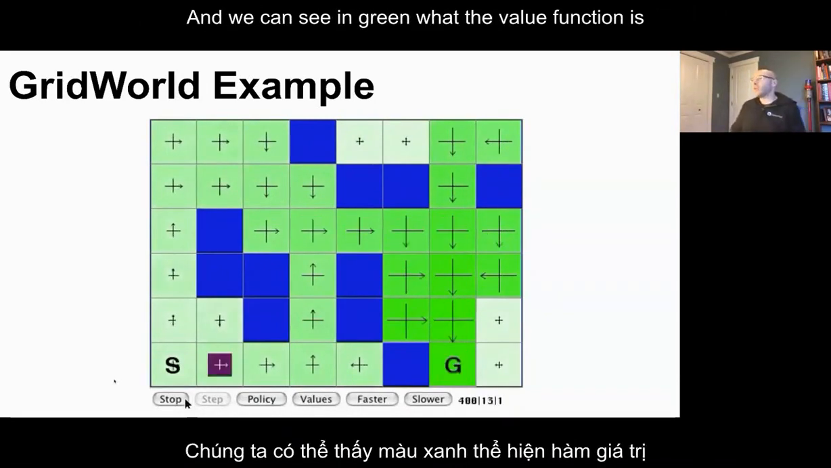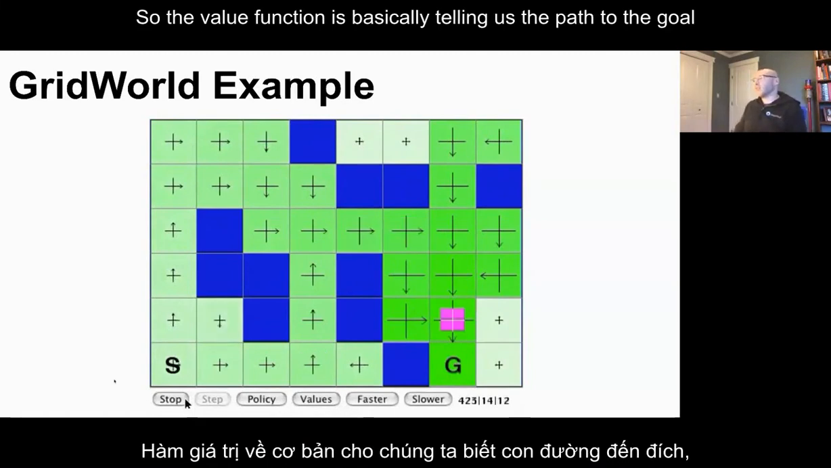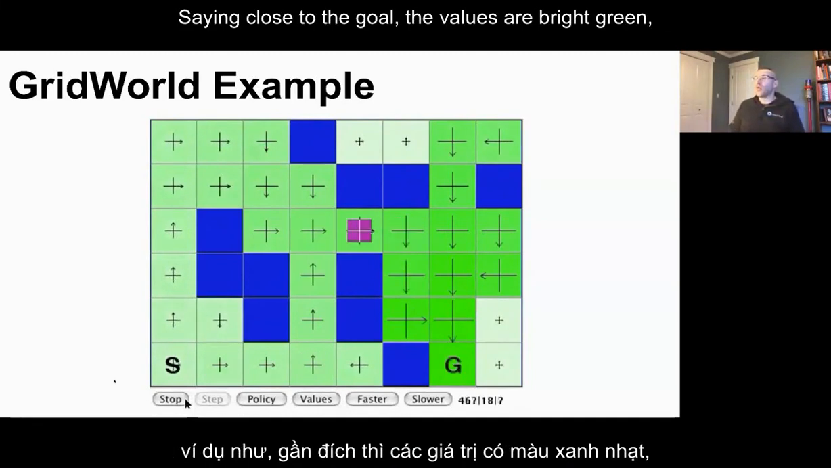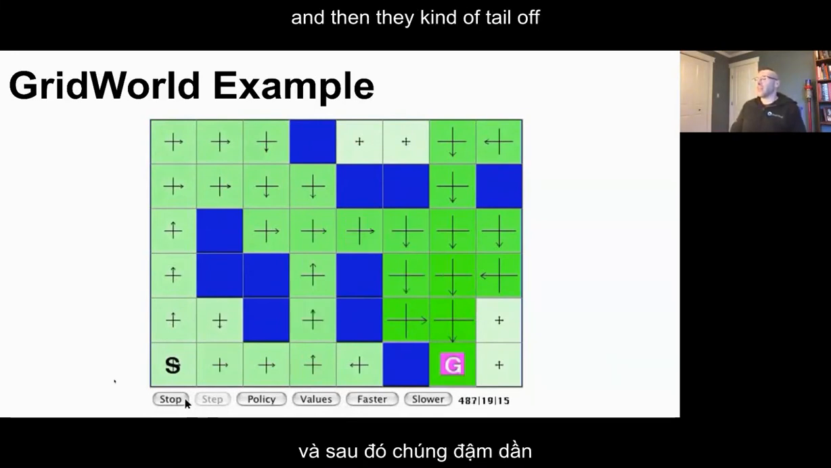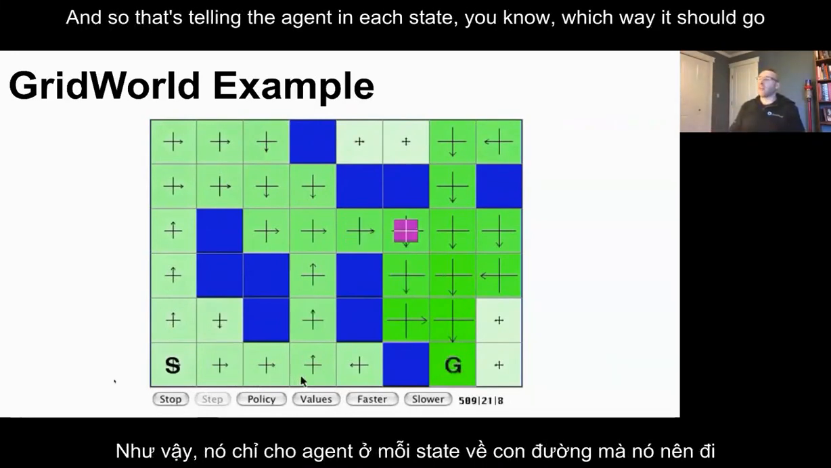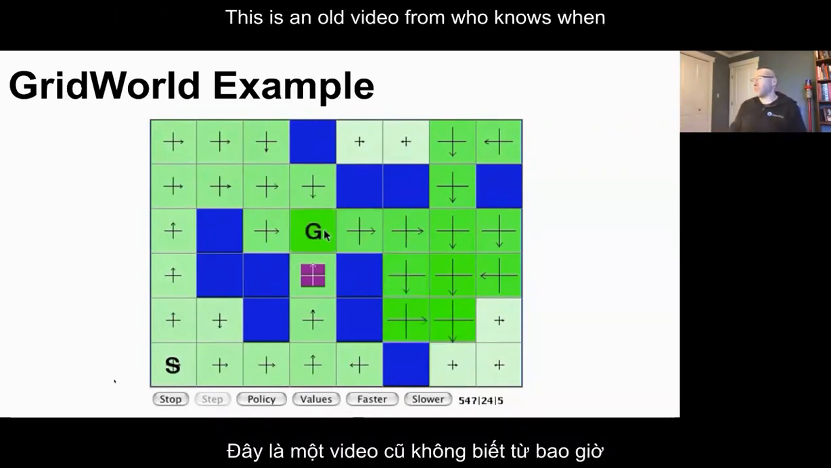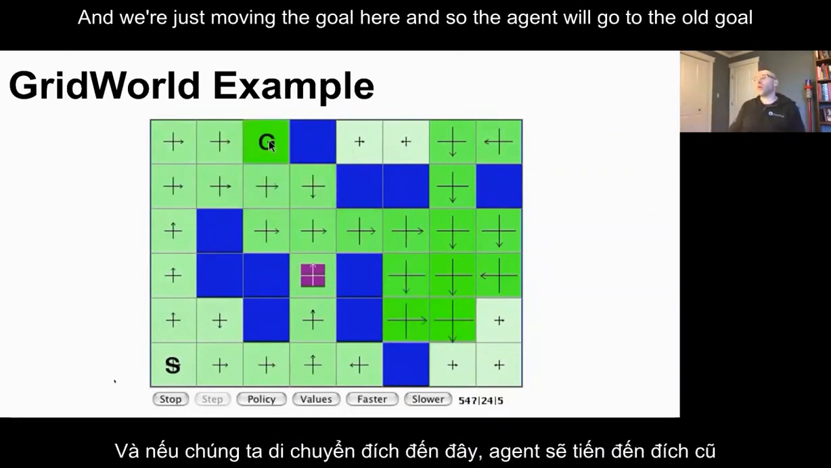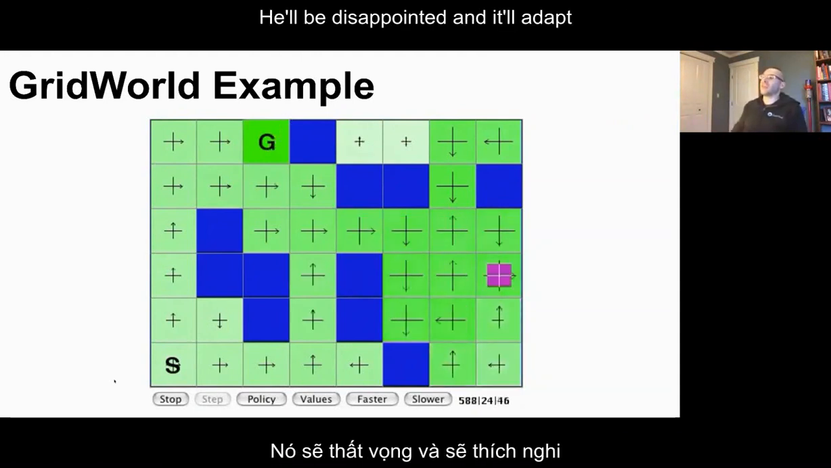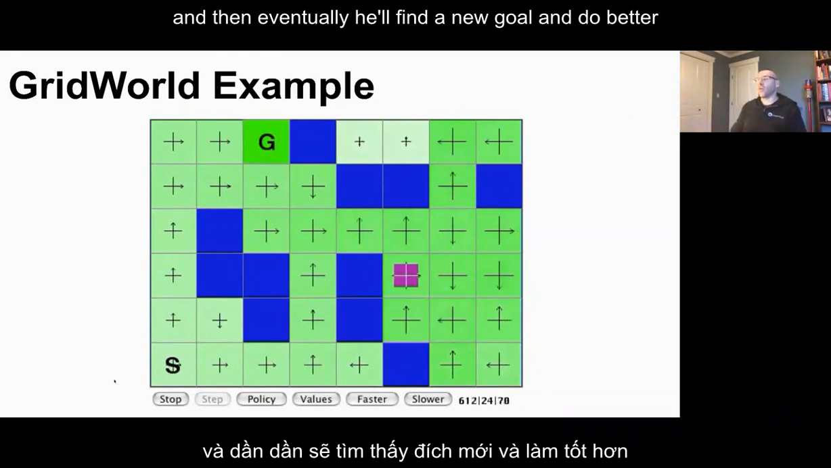And we can see in green what the value function is. So the value function is basically telling us the path to the goal, saying close to the goal, the values are bright green, and then they kind of tail off. And so that's telling the agent in each state which way it should go. And so here we're only visualizing the value of the best action. And this is an old video from who knows when, and Rich is moving the goal here. And so the agent will go to the old goal, it'll be disappointed, and it'll adapt, and then eventually it'll find the new goal and do better.